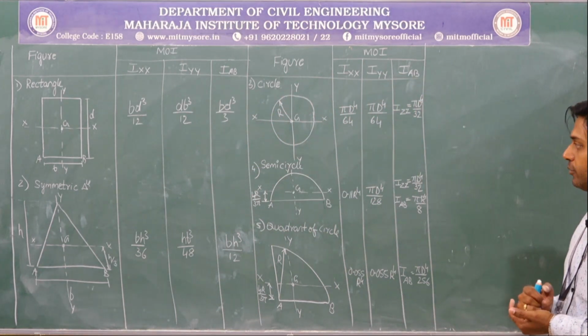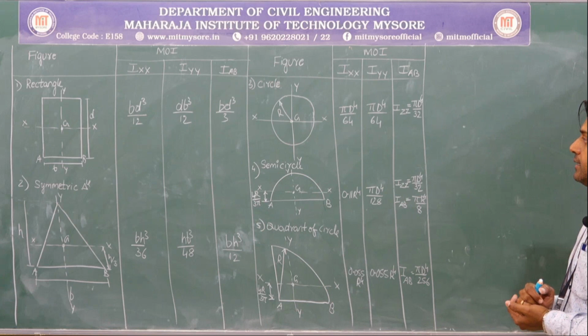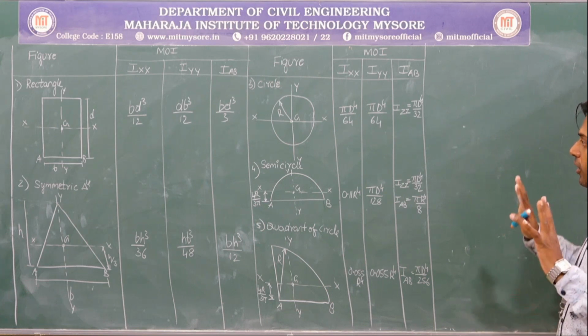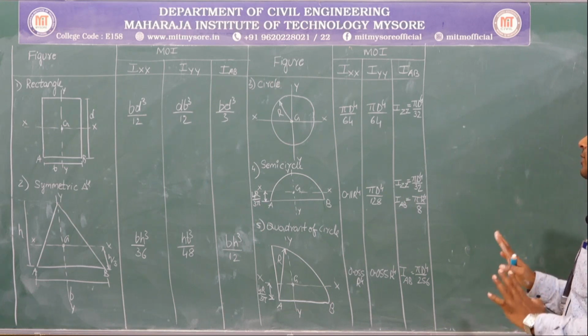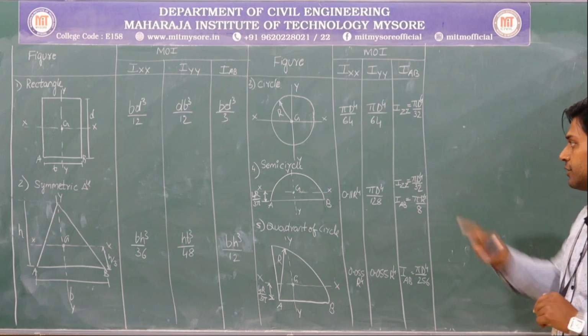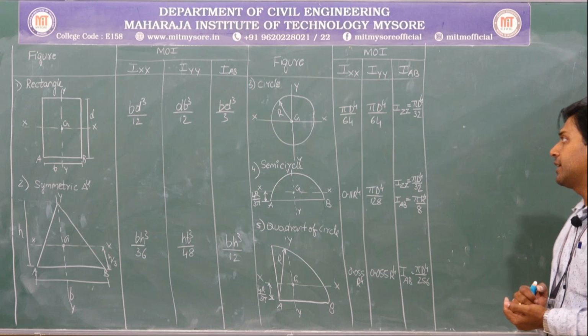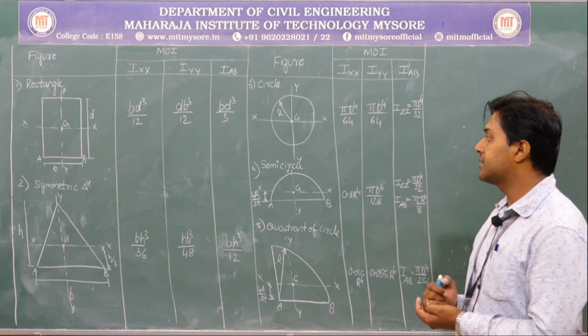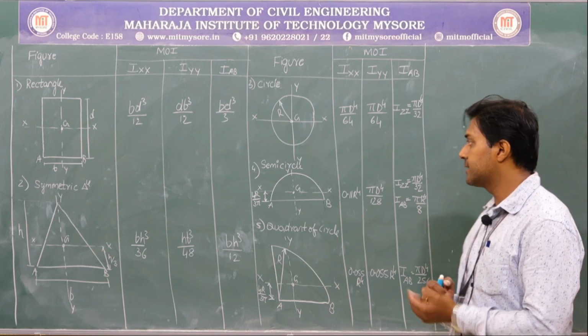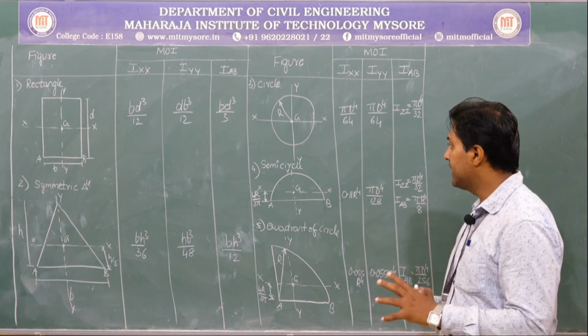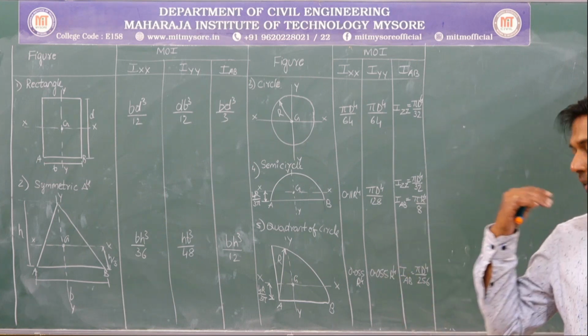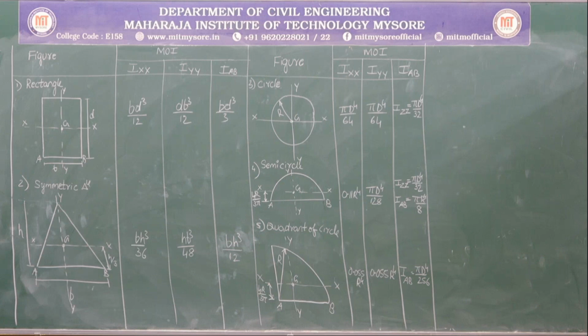I will be giving you a few seconds. Just check it out. All the derivation results I have tabulated on the board. There are totally 5 different standard diagrams. One is the rectangle, second is the symmetric triangle, third is the circle, the next one is the semicircle, and the next one is the quadrant of a circle.